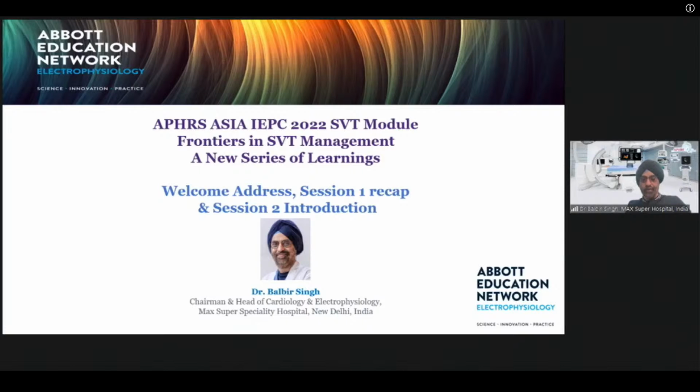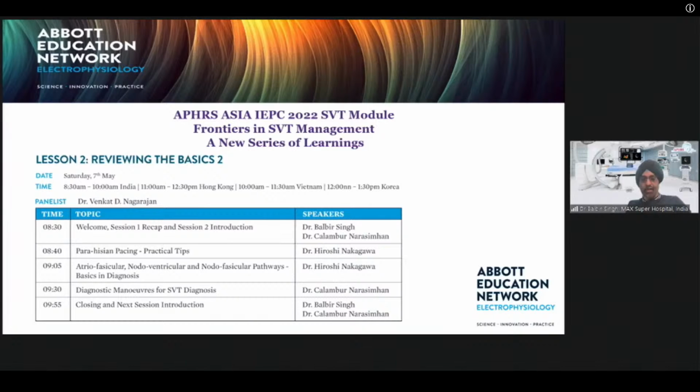As we go into the second session, this is followed by Narasimhan. Narasimhan is going to have a very important talk in this whole meeting, which is diagnostic maneuvers for SVT diagnosis, because all is not AVNRD, all is not a left accessory pathway. There is much more to understand and do. It should not be complicated, but it should be done rightly, so that at least a couple of maneuvers clearly tell you where the diagnosis is going to end up.